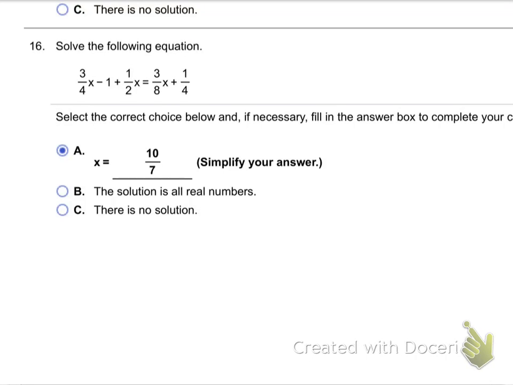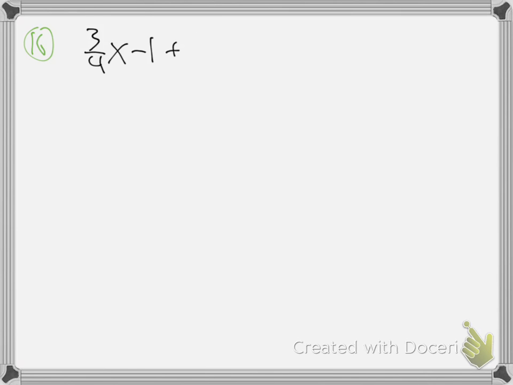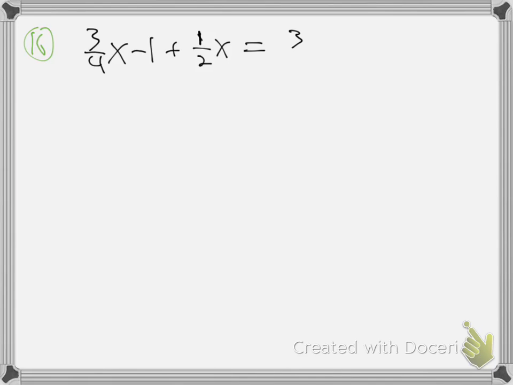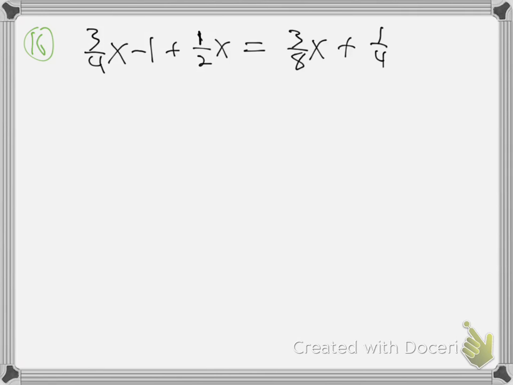Okay, so let's try number 6. Let me rewrite it a little bigger for you. So 3/4 x minus 1 plus a half x equals 3/8 x plus 1/4. Okay, so there we go. Bunch of fractions. This is like the last one in the section, thus the hardest.